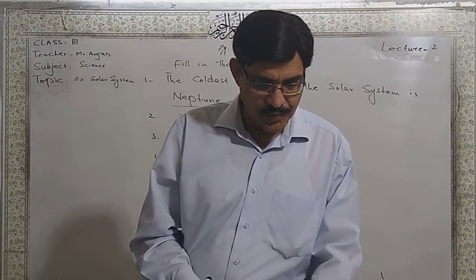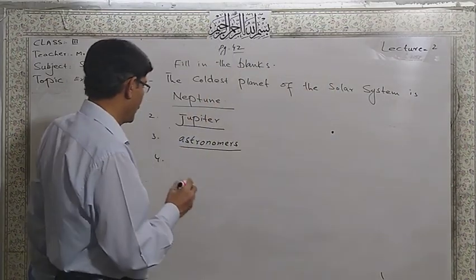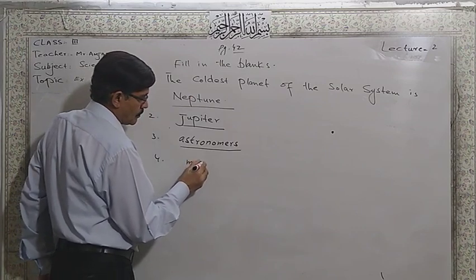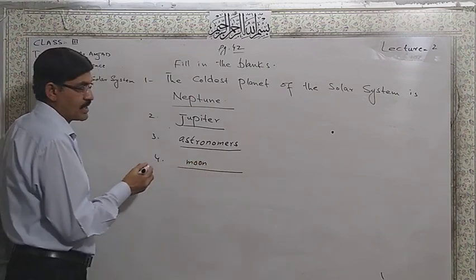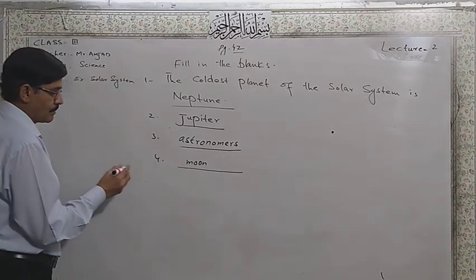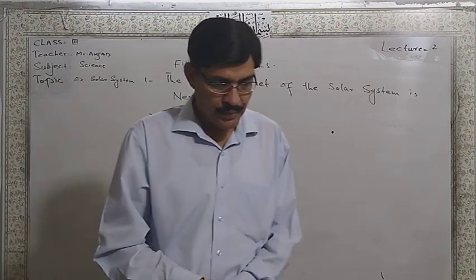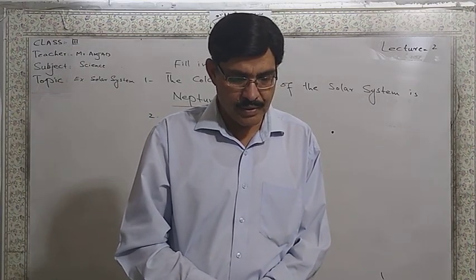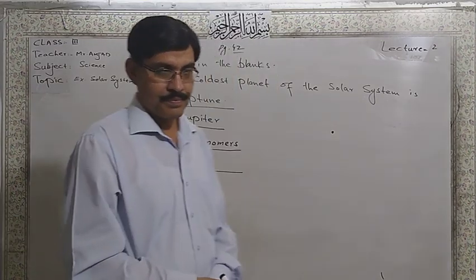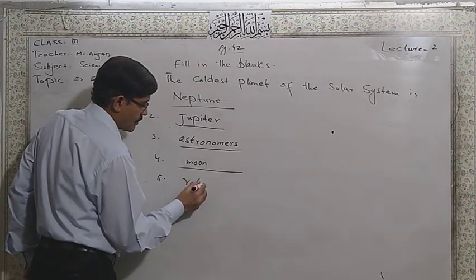The natural satellite of the Earth is the Moon. The Moon is the natural satellite of the Earth. You know the satellite? Number 5: one complete turn of the Earth on its axis is called rotation.